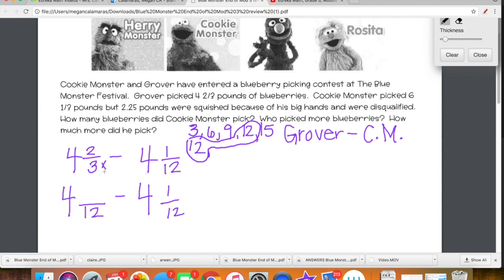We're going to think, 3 times what number is 12? Well, you guys know 3 times 4 is 12. If we're going to multiply 3 by 4, we have to multiply 2 by 4. 2 times 4 is 8. So let's just go ahead and do our subtraction here. Do whole numbers first. 4 minus 4 is nothing, or 0. And then we're going to do 8/12 minus 1/12 is 7/12. So Grover picked 7/12 of a cup more than Cookie Monster.